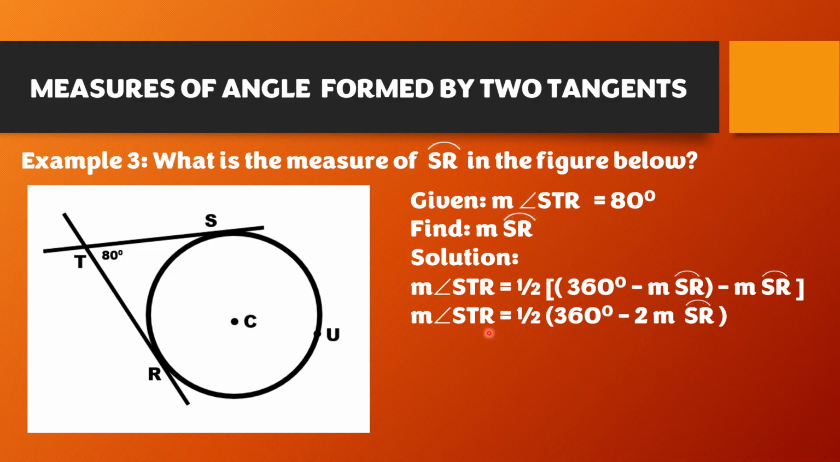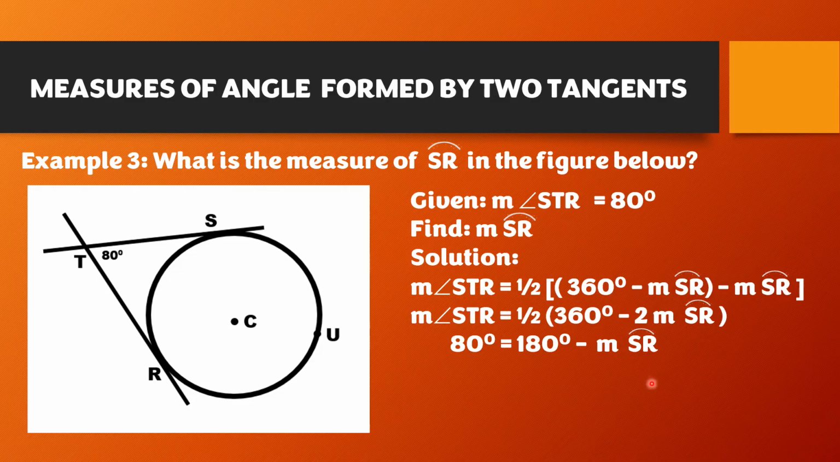And we're going to substitute the value of angle STR. So here we have the measure of angle STR is 80 degrees. The half of 360 degrees is 180 degrees. And 2 arc SR divided by 2 is equal to arc SR.